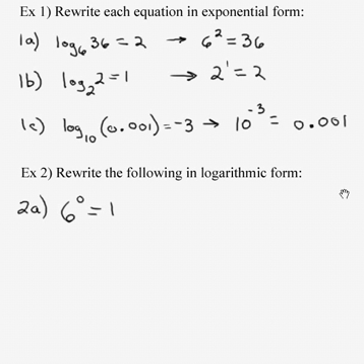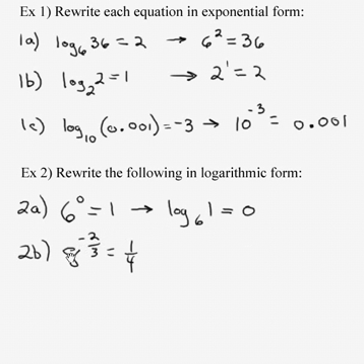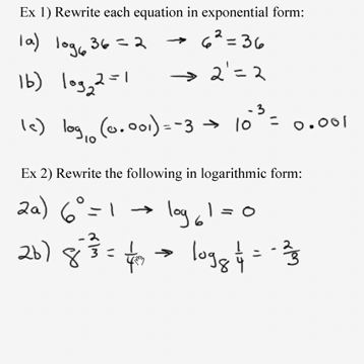Now we're going to rewrite exponents as logs. And you have to be very good at this. Do them quickly without hesitation. So the exponent 0, this is the base, so equals the log of 1 base 6. Another true statement. Here's another exponent. Rewrite it as a log. Well, the exponent is the log. So -2/3 is the log. 8 is the base. 1/4 is the number.